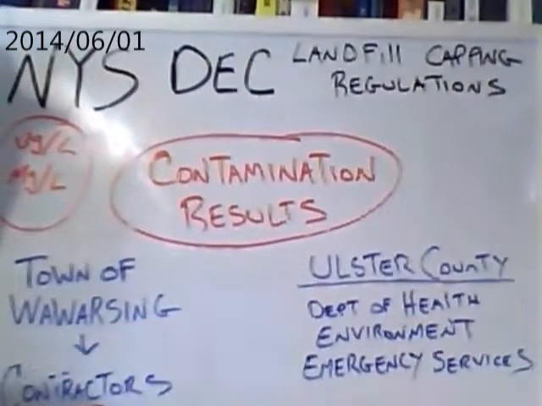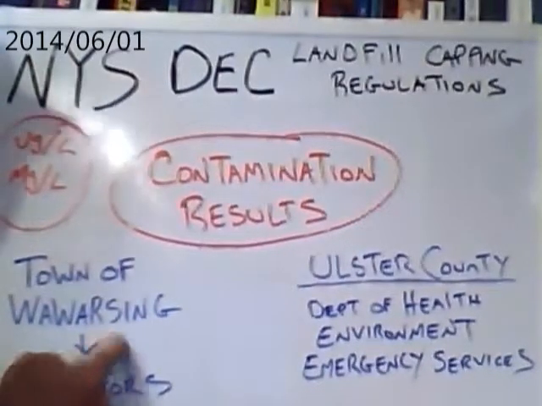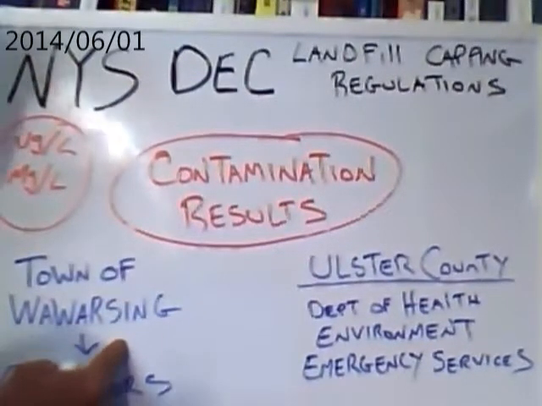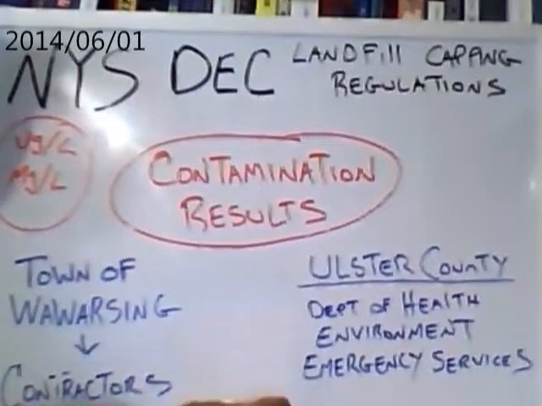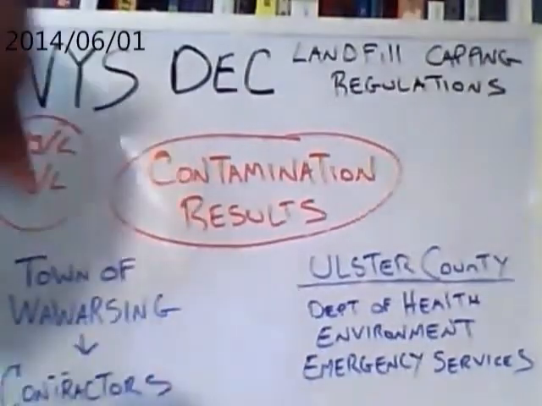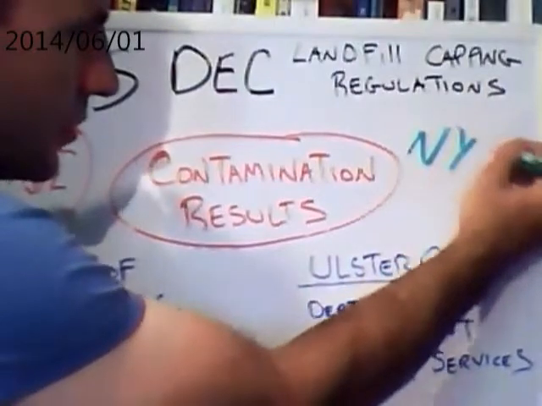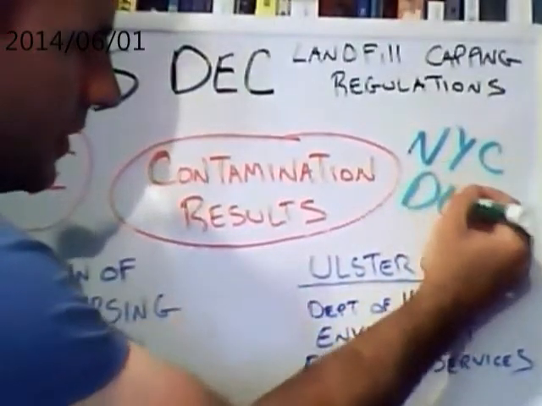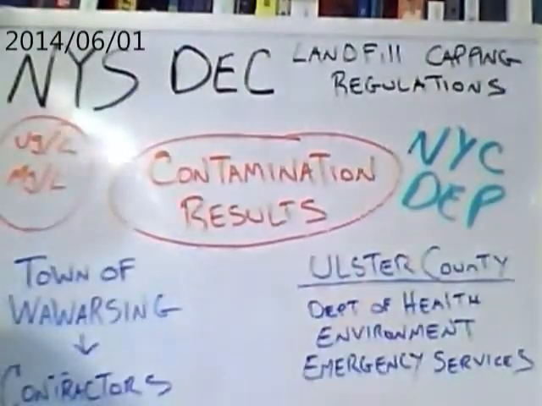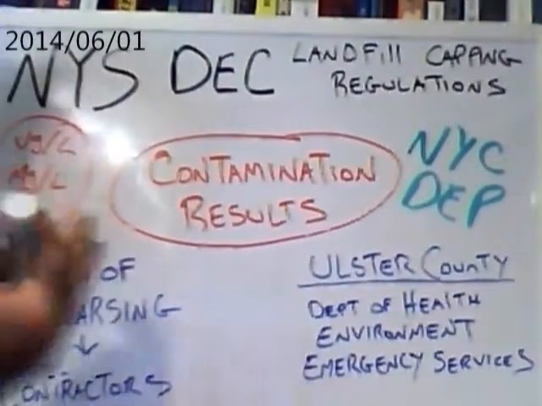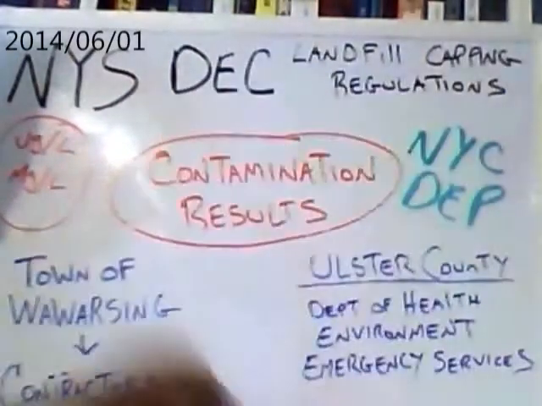What are the contractors doing? Are the contractors doing a good job? Are the people who are working getting their money's worth, or are they getting ripped off by the contractors? Or are the contractors doing their jobs and reporting the results, and Wawarsing reports the results, and then it gets whitewashed because New York City DEP has something to do with it? So these are important questions, and I want you to look at the structure of this.